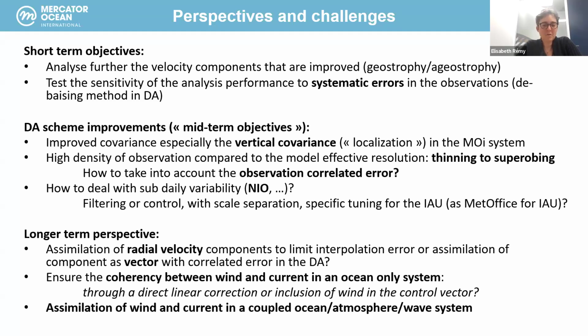So we may try a really simple way by correcting the wind in a linear fashion, or really to have an inclusion of the wind in the control vector when assimilating the surface velocities. And of course, for those who are running coupled systems, there's the opportunity of assimilating wind and current observations, but that's also an entire challenge.